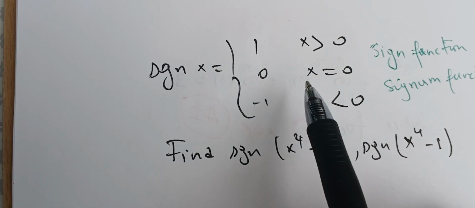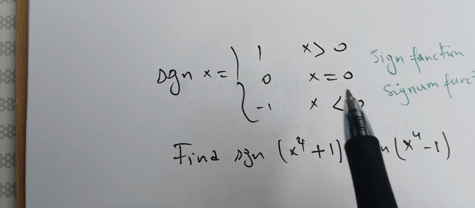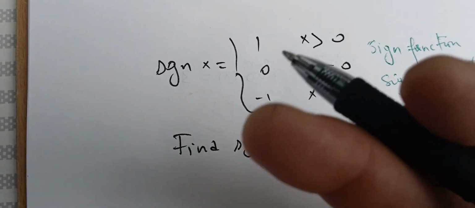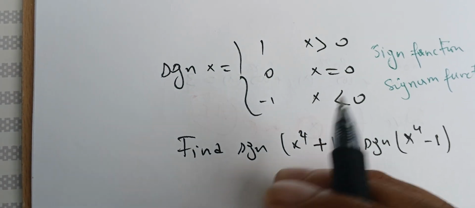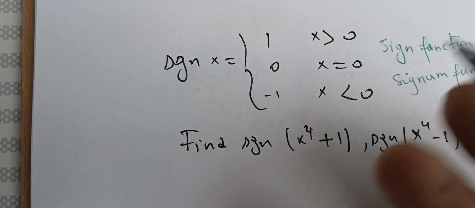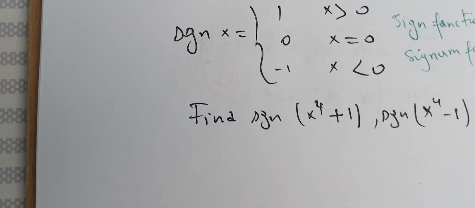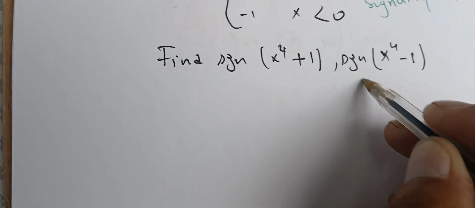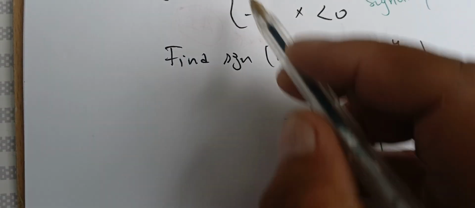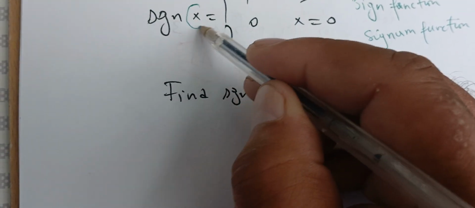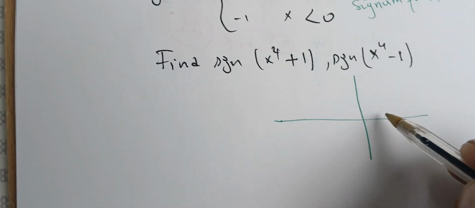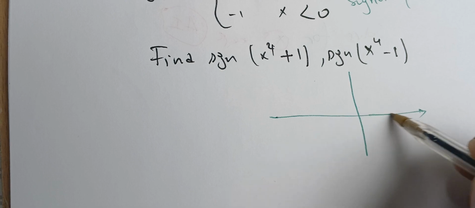So it's a function that assigns 1 if the values of the function are positive. It's 0 if x is 0, and it assigns minus 1 if the function is negative. Here we can see that if we graph our function, let's work on only this function, sign of x. If x is positive, that means it's on top here. So that means x is here too, okay?